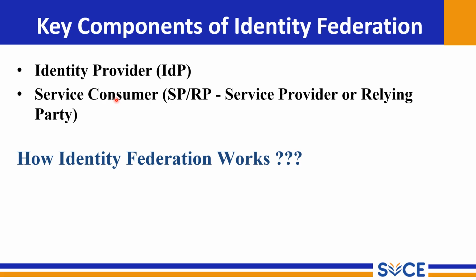So how does identity federation work? A user tries to access the service provider, for example a cloud application. The service provider redirects the user to the identity provider for authentication. The user authenticates with the IDP. The IDP issues a secure authentication token. The service provider validates the token and grants access to the user. So this is how identity federation works.